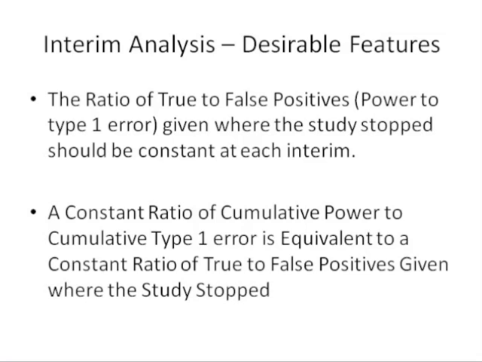Now it turns out that this is equivalent to the ratio of the change in power to the change in type 1 error from the previous analysis being constant in each analysis, which is further equivalent to the ratio of the cumulative power to cumulative type 1 error being constant at each analysis. Well, let's take a look at one of the most commonly used interim analysis boundaries, the O'Brien-Fleming boundary, and see how it performs in this regard.